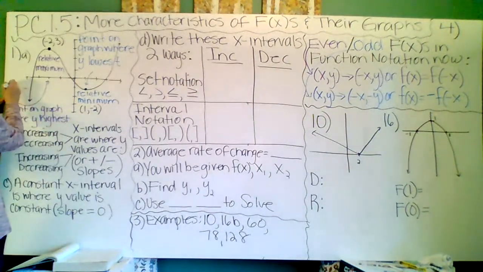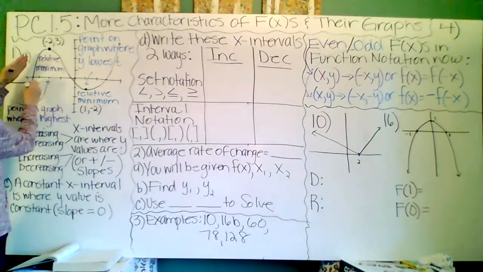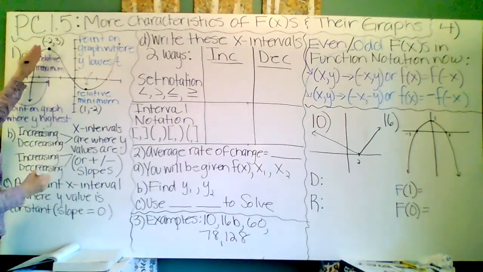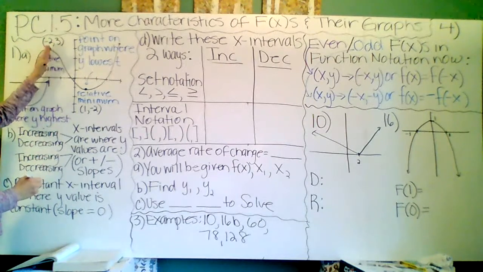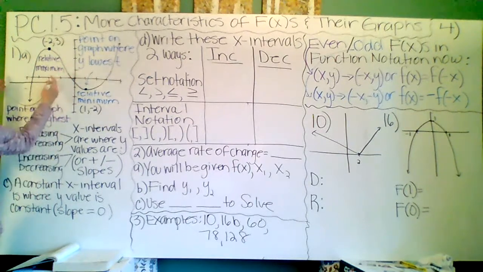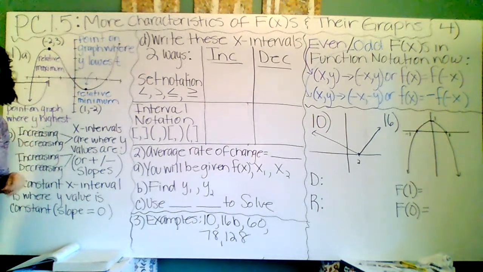Notice as I go left to right for these x's that the graph, the y values are increasing all the way up until it hits the x value of -2. Right after that, as I go left to right, the y values start decreasing. So this is an x interval right here where the graph is increasing.